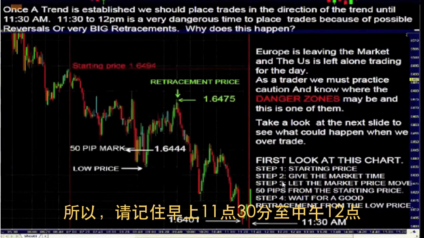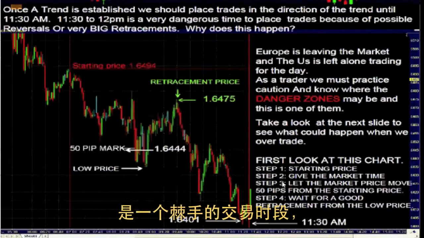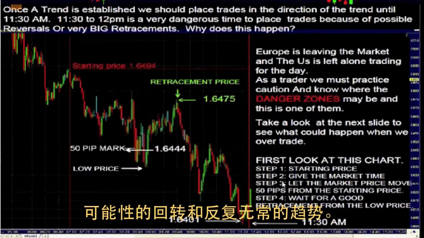11:30 to 12 can be a tricky time to trade because of the possible volatility on the reversal levels or retracement levels because of Europe leaving the market.